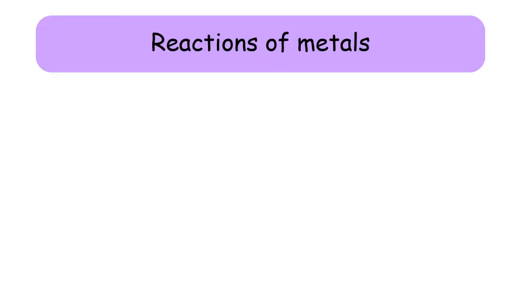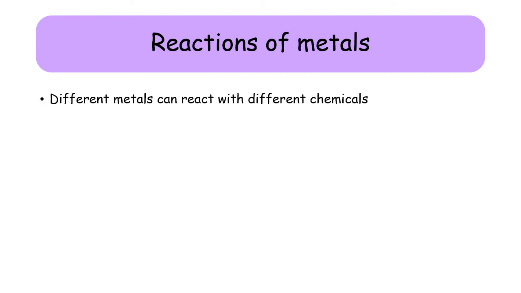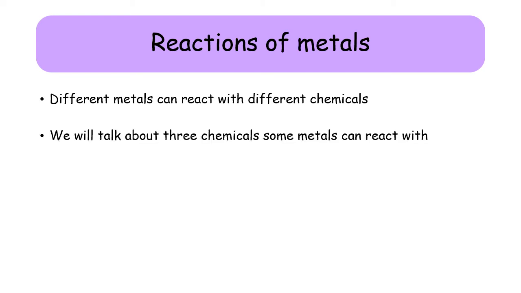The first thing we need to know about are some of the reactions that metals can do. Different metals will be able to react with different chemicals, and there are three chemicals that we need to understand how different metals can react with. Those three chemicals are water, and water is a really unreactive chemical, so only the most reactive metals will be able to react with it.